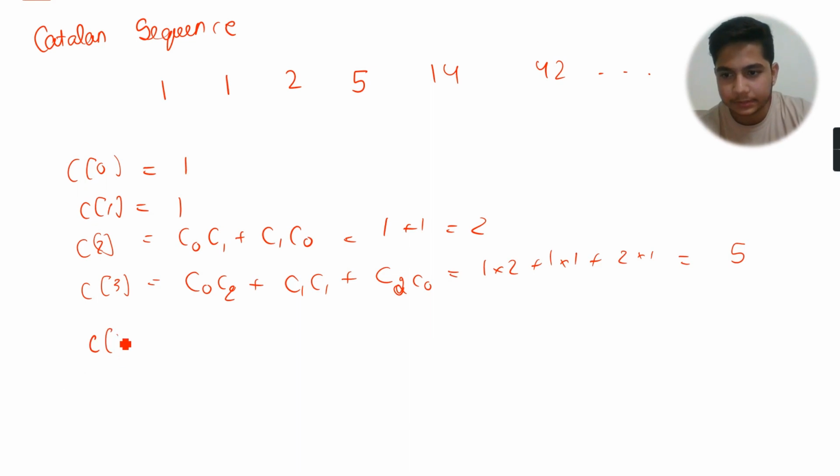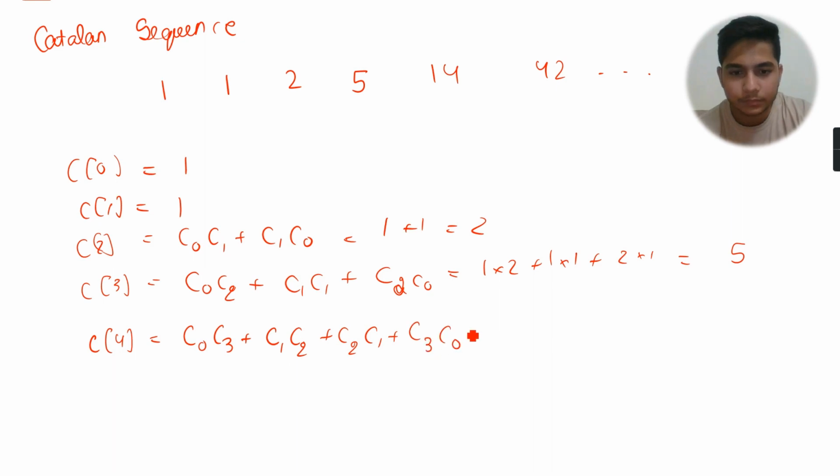After this, C4 is equal to C0 C3 plus C1 C2 plus C2 C1 plus C3 C0.